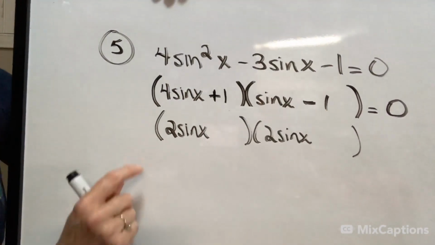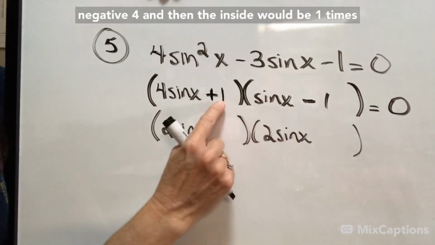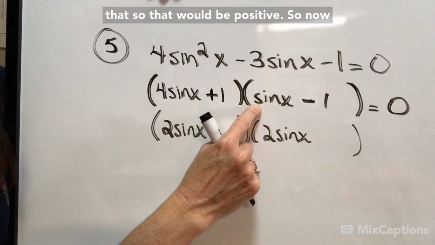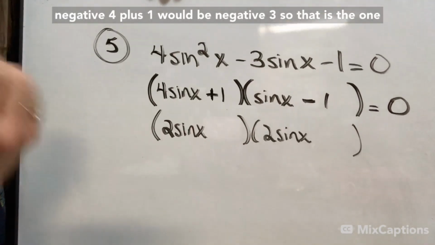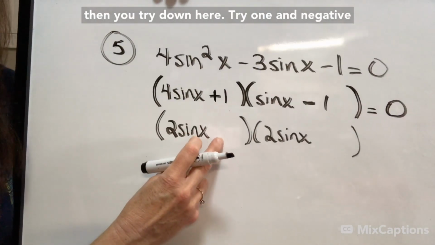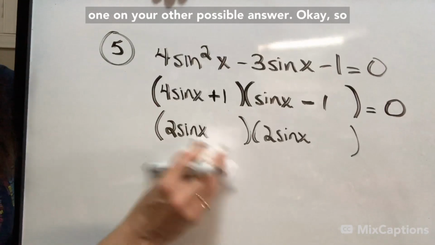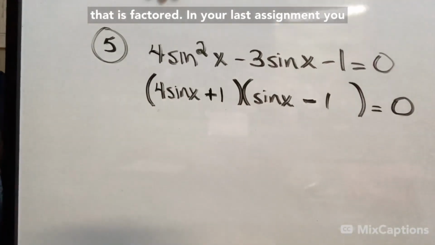Let's try that. So the outside would be 4 times -1, that's -4, and then the inside would be 1 times that, so that would be positive. So -4 plus 1 would be -3. So that is the one that we needed. And if that one didn't work, then you try down here. Try 1 and -1 on your other possible answer. Okay, so that is factored.